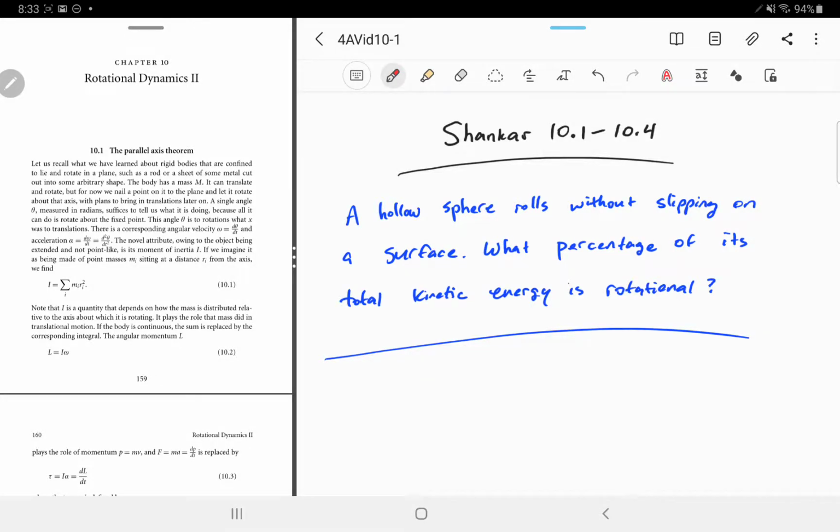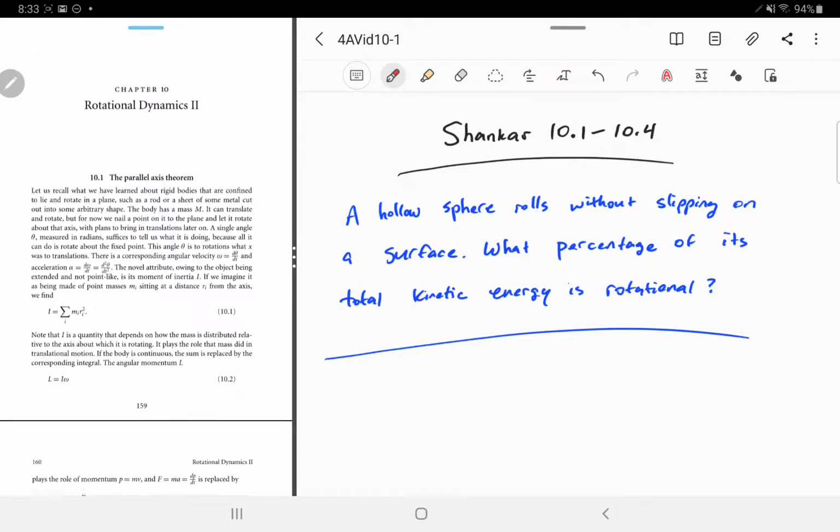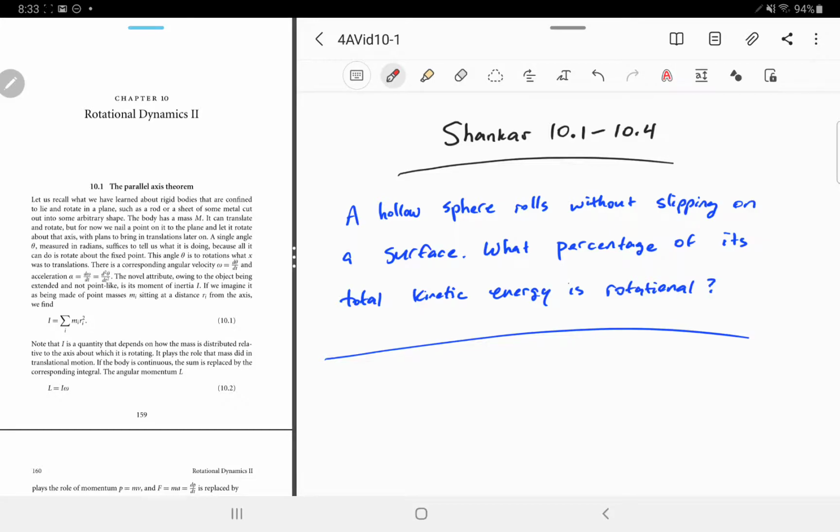All right, welcome to chapter 10. We're going to continue the rotational motion discussion. So these first four sections of chapter 10, we're going to get through. So first of all, your book is going to prove a couple of formulas. I'm mainly going to just write down the results and talk about the results.